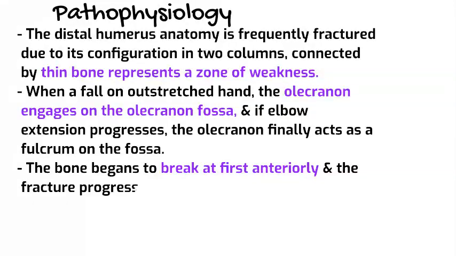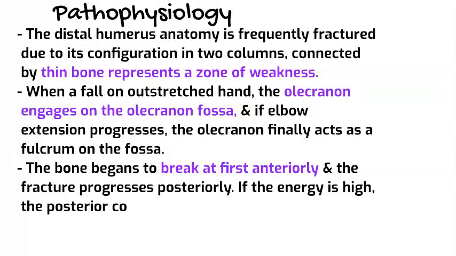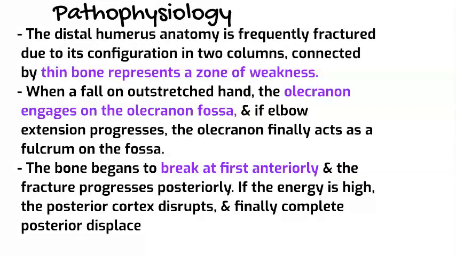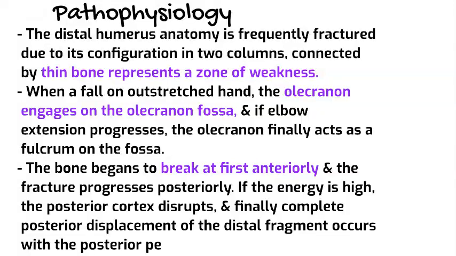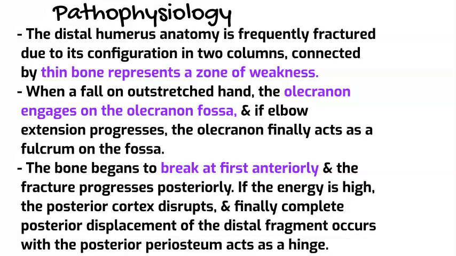The bone begins to break at first anteriorly, and the fracture progresses posteriorly. If the energy is high, the posterior cortex disrupts and finally complete posterior displacement of the distal fragment occurs, with the posterior periosteum acting as a hinge.